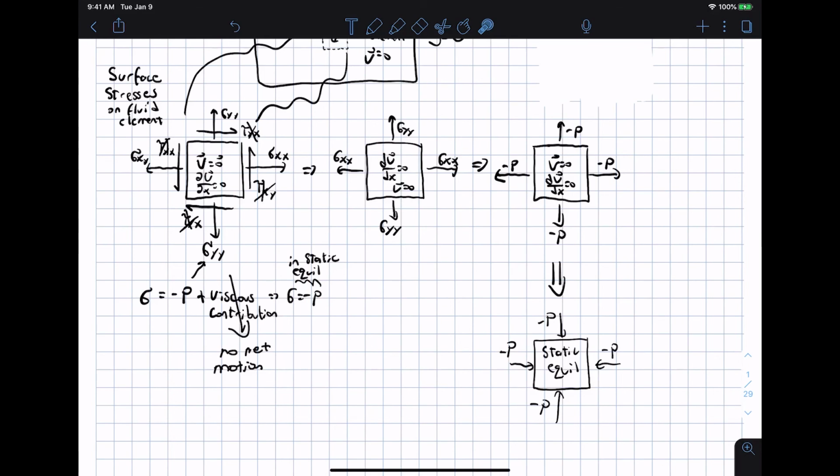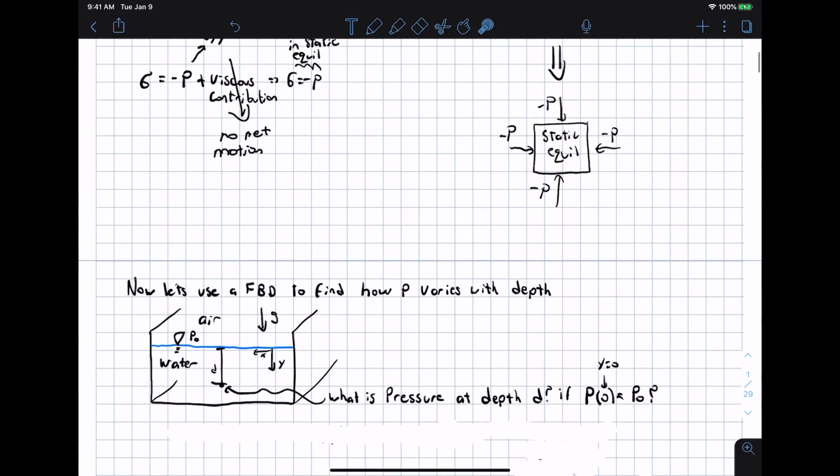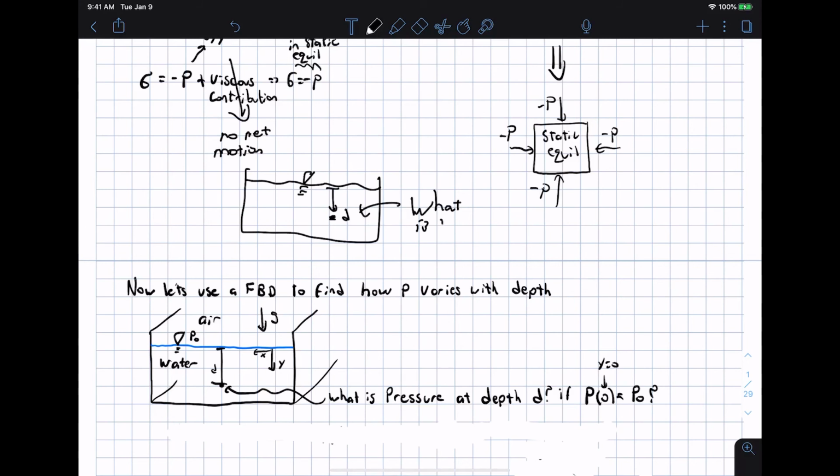Now we're going to address the question: say we have a tank, it's filled with water. We have a little triangle here, and we're at some depth d. What is the pressure at depth d? Well, how do we go about finding that?